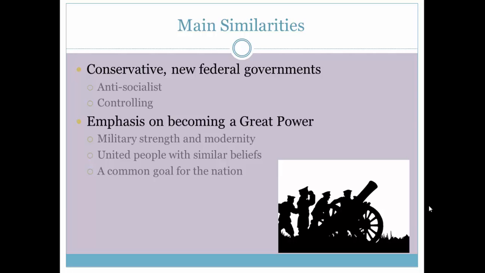The main idea is both nations had very conservative new federal governments. The concept of a federal government, like an overarching one, was relatively new. They were both very controlling and very anti-socialist. They felt in order for the country to succeed and be powerful, the government had to be powerful. And then again, there's this emphasis on becoming a great power, becoming a world power, so that they can fight off any threats. It gave the people like a common goal to be militarily strong, to be modern, to be economically successful, so that they could survive in this new industrialized world.